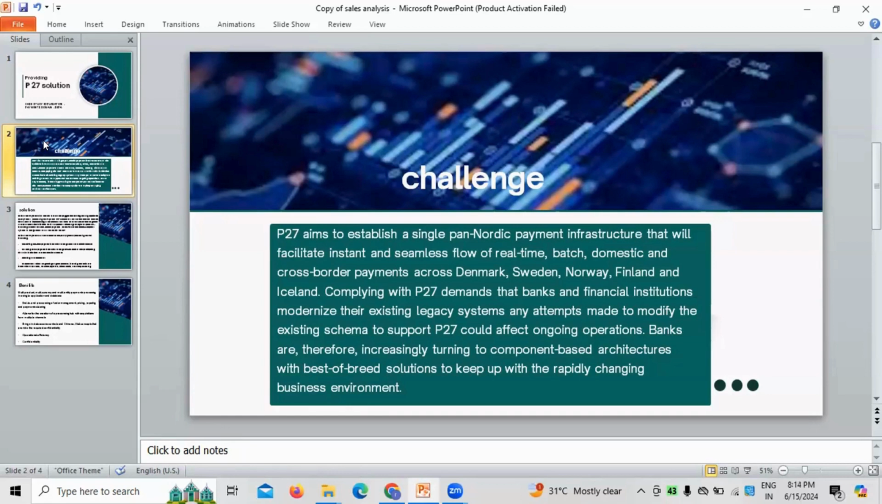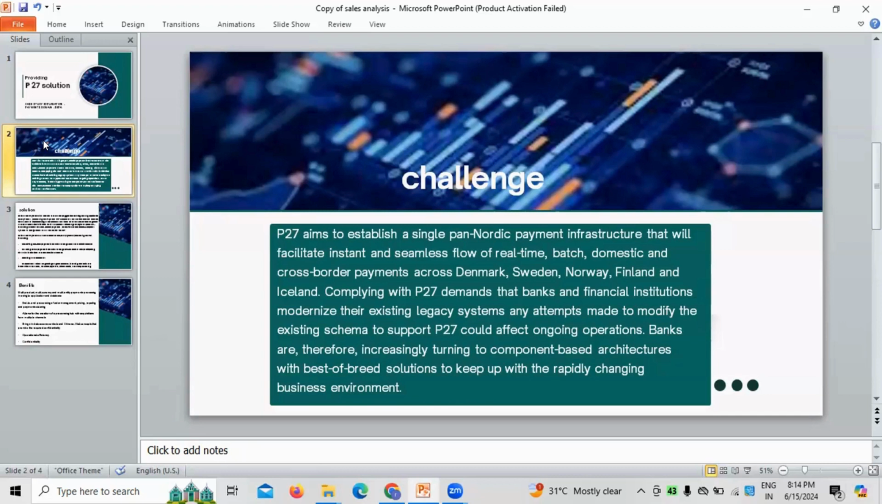which is called P27. P27 is a payment structure, a Nordic payment infrastructure, as we call it. It majorly facilitates the instant, seamless flow of real-time data, meaning the transactions I'm talking about. Especially whenever they are doing any kind of cross-border payments in different countries, whichever European Union countries they have, under SEPA they have to follow a payment process or structure, which we normally call P27.